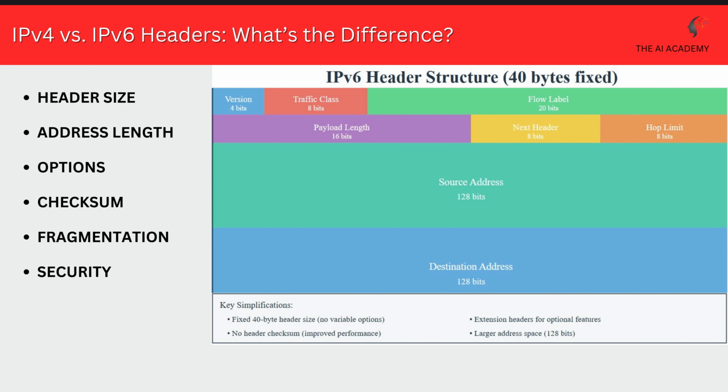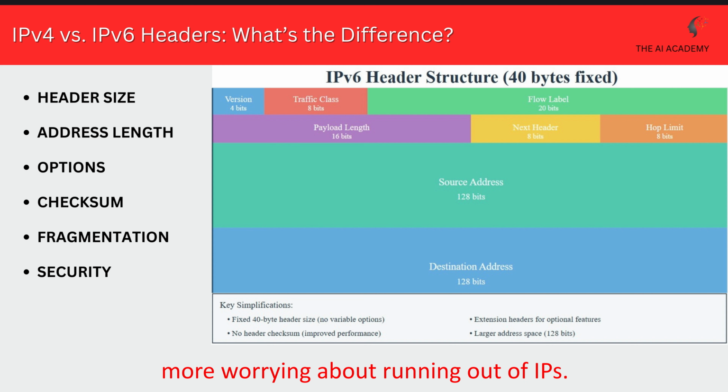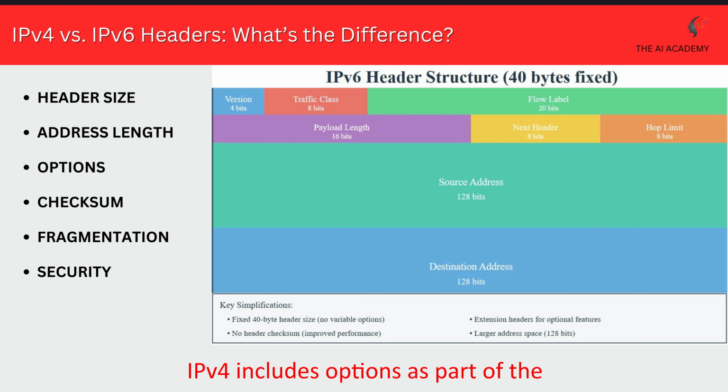The address length. IPv4 uses 32-bit addresses. Back when the internet was just starting, that seemed like plenty. But IPv6 takes it to a whole new level with 128-bit addresses. That's a massive space for devices, no more worrying about running out of IPs. The options field. IPv4 includes options as part of the header, but that adds complexity. While IPv6 moves options to extension headers, keeping the main header clean and efficient.